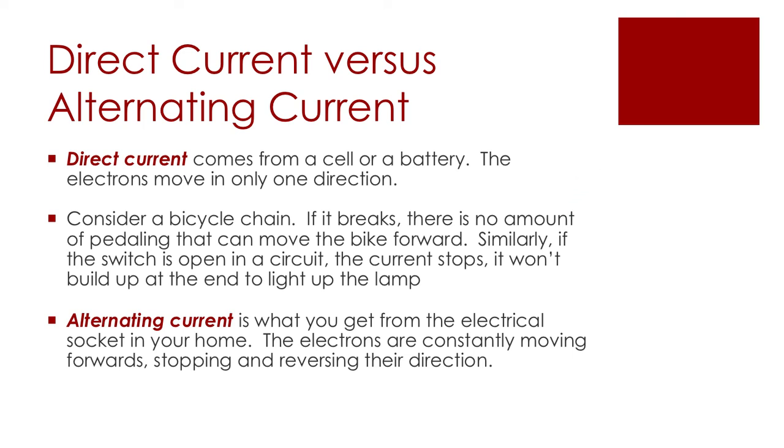If we talk about alternating current, though, it's a little different. This is what we actually get from the mains, from the electrical socket that you plug into the wall at home. In that case, the electrons are just moving back and forth. They speed up, slow down, stop, speed up, slow down, stop, constantly changing direction and speed back and forth.